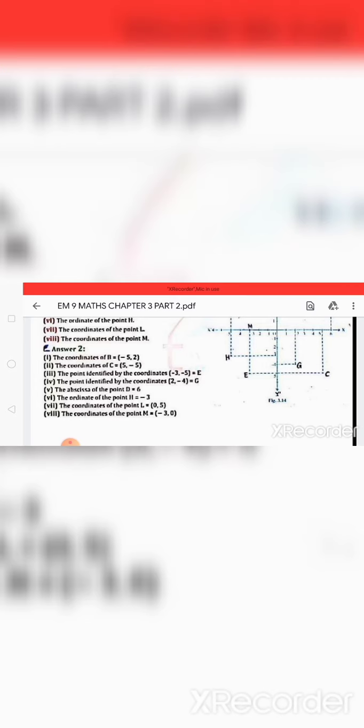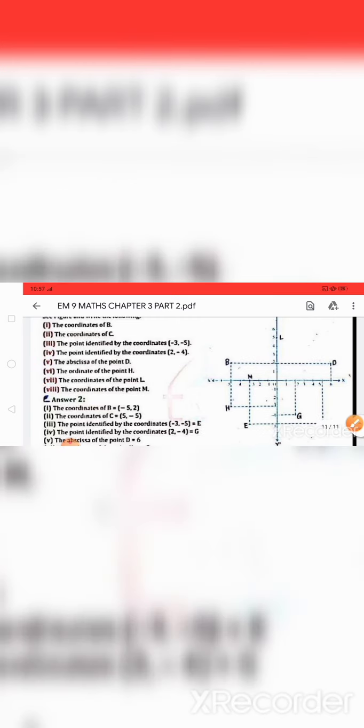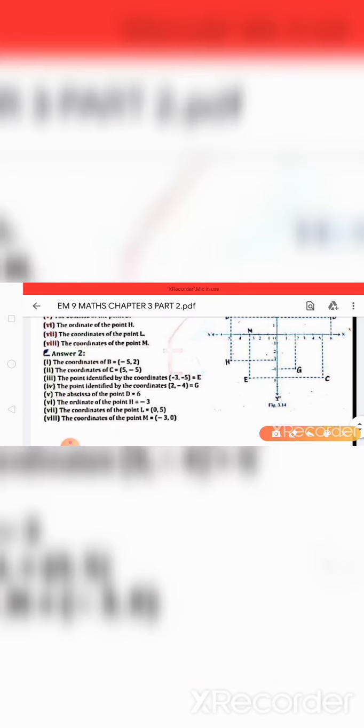Next, question number 7. Coordinate of the point L. We have to write the coordinate of point L. First we find where our point L lies. Here our point lies on the y-axis. So we write the coordinates for point L. Since it lies on the y-axis, its abscissa is 0, and the distance on the y-axis is 5 units. So we write the coordinate for point L is (0, 5). So in answer 7 we write the coordinate of point L is (0, 5).